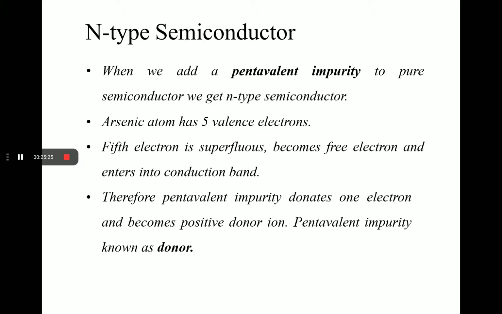Phosphorus has 5 valence electrons, arsenic also. So, 4 of these form covalent bonds with the 4 neighboring silicon atoms, and the 5th electron is very loosely bound to its nucleus. That is known as a pentavalent impurity, with 5 electrons in the outermost shell. But we know semiconductors will have only 4 electrons in the outermost shell.